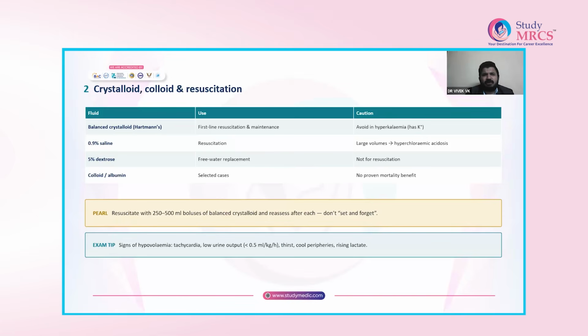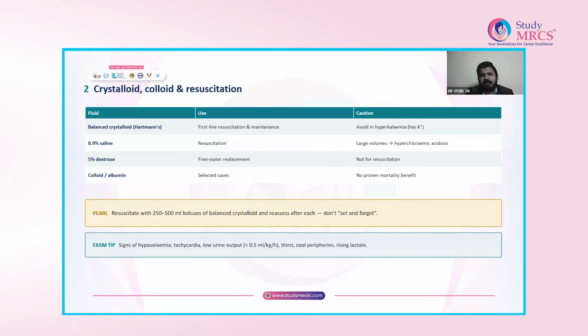Second one is the 0.9% normal saline, that again can be used as a fluid in resuscitation. But remember one thing, that a larger volume infusion of this 0.9% saline can cause hyperchloremic acidosis. Next is the 5% dextrose, that is used for free water replacement, not for resuscitation. Suppose there is a situation of hypernatremia, you want to give some free water. In that situation, you can use the 5% dextrose.